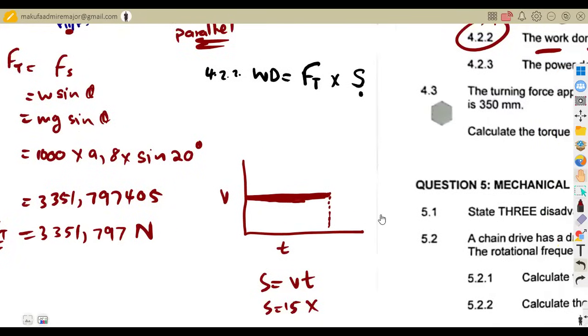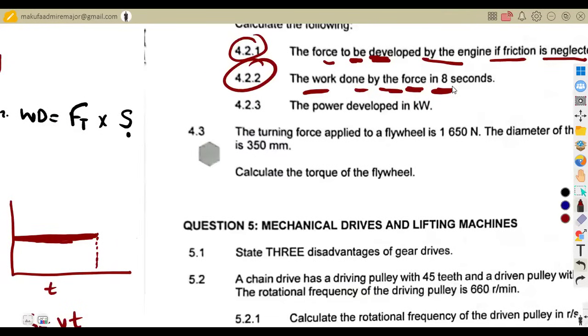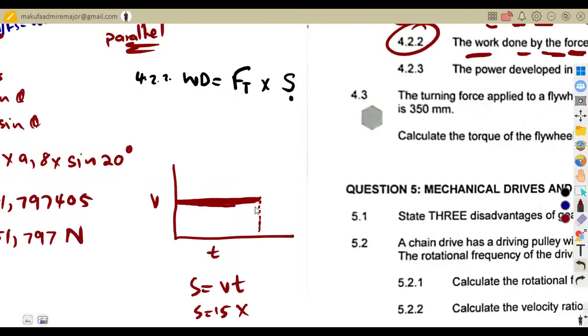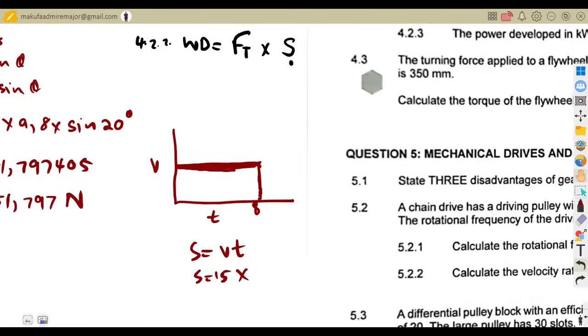It was constant for how many seconds? The work done in 8 seconds. So we take this velocity to be considered within 8 seconds where the work done is supposed to be taken. So the displacement must be taken within the 8 seconds. That gives us the displacement of 120 meters. So with the displacement, we can calculate the work done, because we are saying work done is the total force that we calculated.